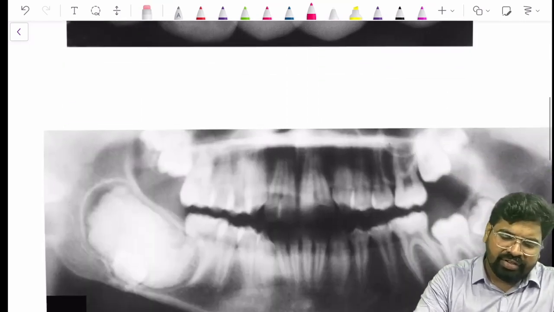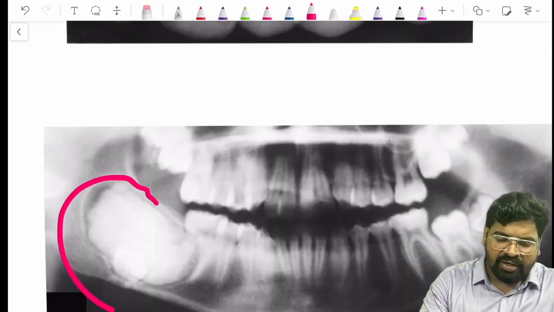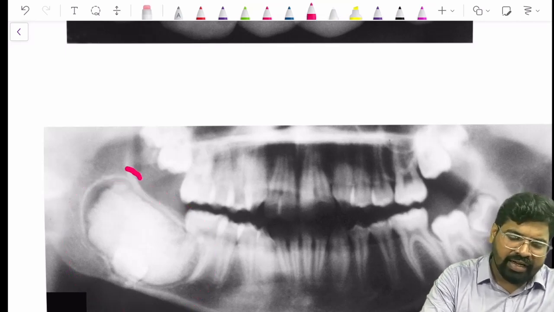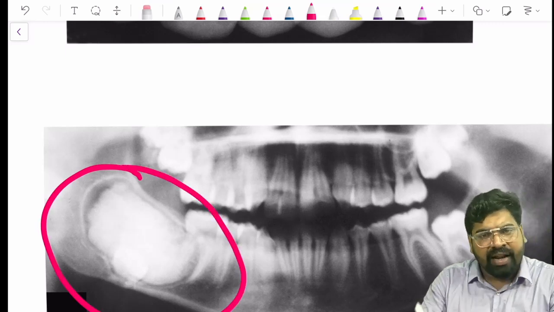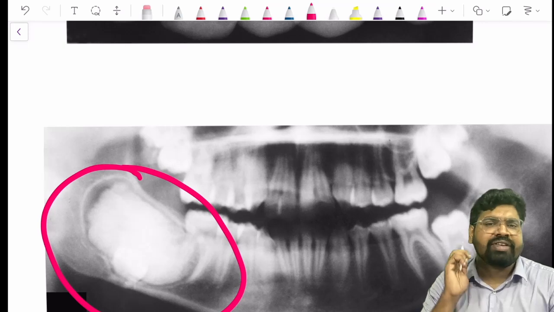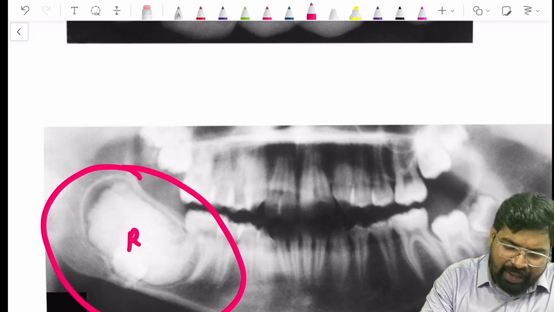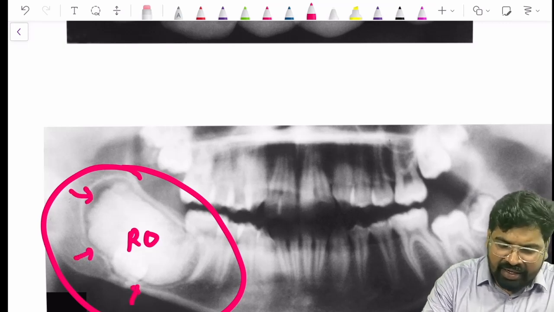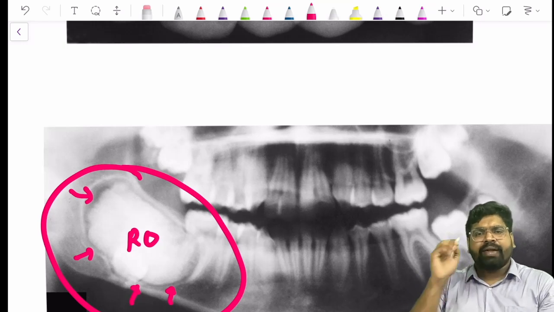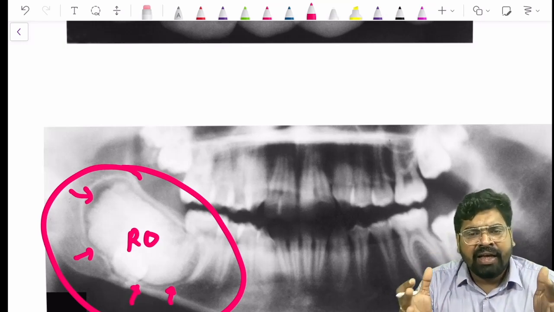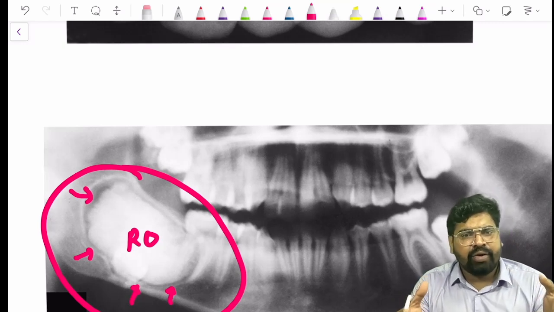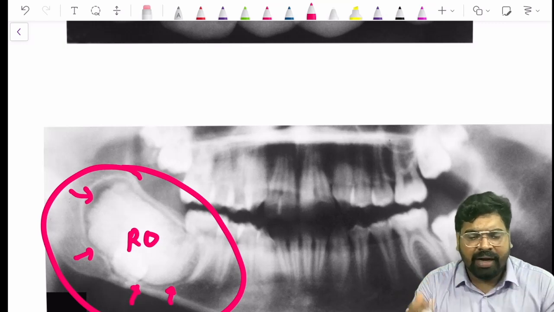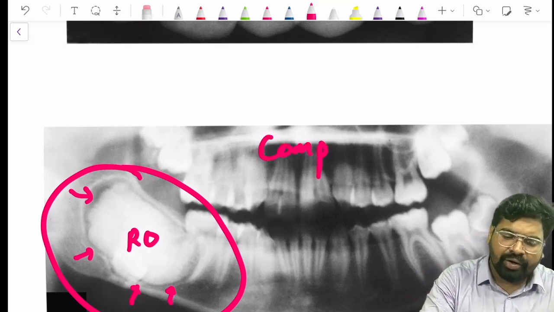And if you come to this structure, can you see there is a big radio-opacity, and around that you have a radiolucency? There is a radio-opacity in the center, and you have a radiolucency surrounding it, and you don't see any resemblance to a tooth there. It is just a big mass, a conglomerate mass. So this is a complex odontoma.